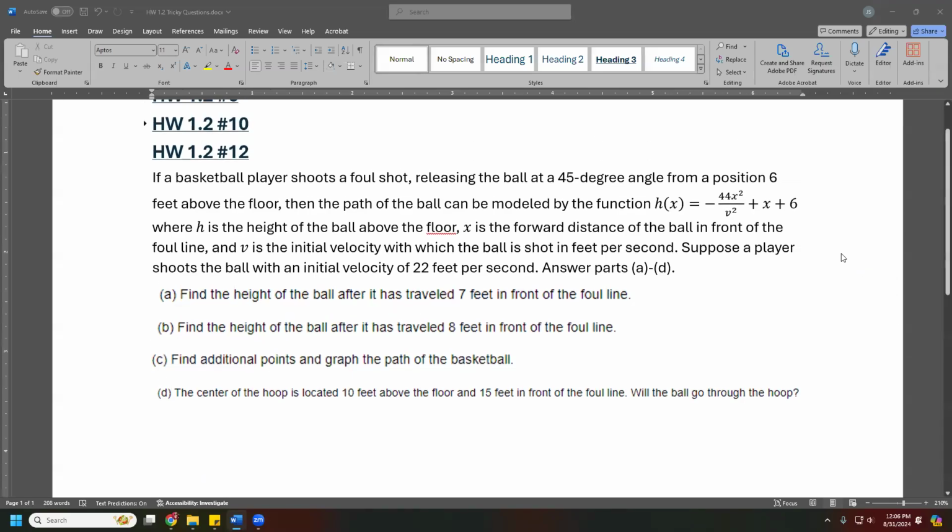Okay, this is a more in-depth look at how to do something like homework number 1.2, number 12. This is otherwise known as the basketball question. So essentially, we've got a function over here which talks about the height of a ball based on how far away you are from the foul line. So I'm going to underline and highlight all the relevant parts of the question.